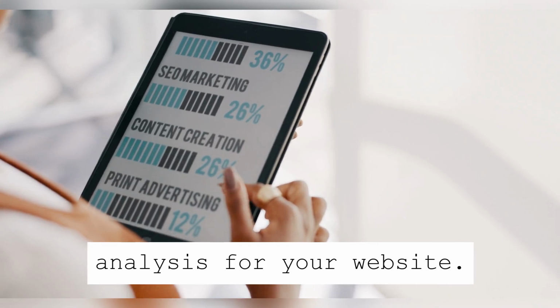First things first, let's talk about what competitive SEO analysis is. Competitive SEO analysis is the process of analyzing your competitors' websites to identify gaps in their SEO strategies. By doing so, you can improve your own website's SEO and outperform your competitors.